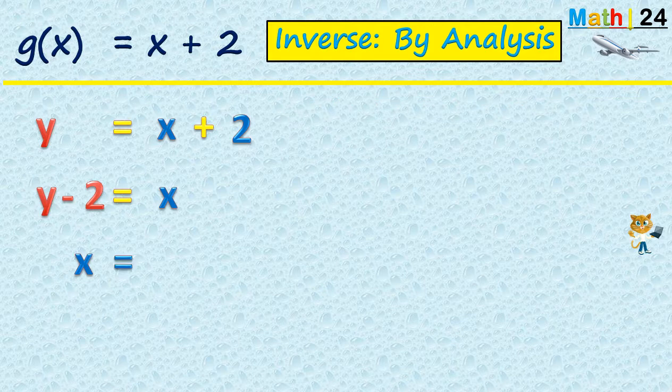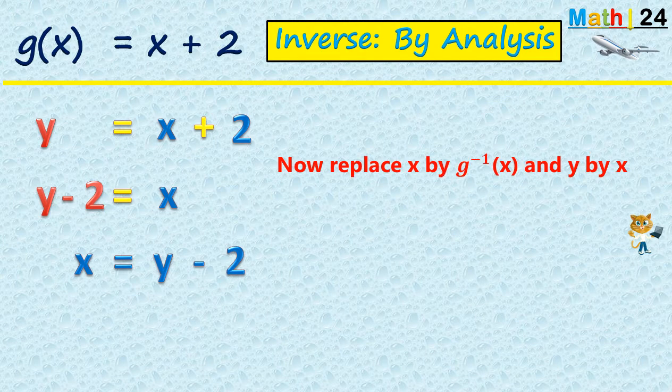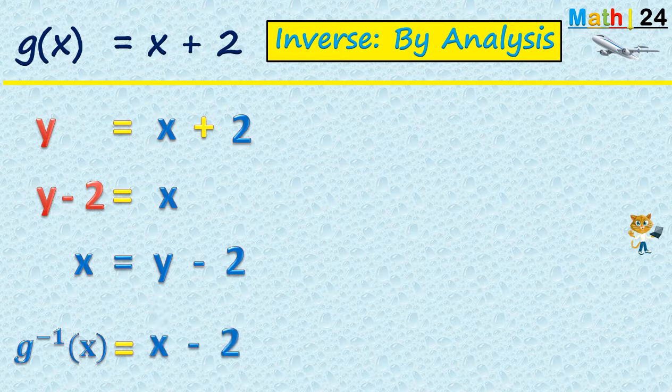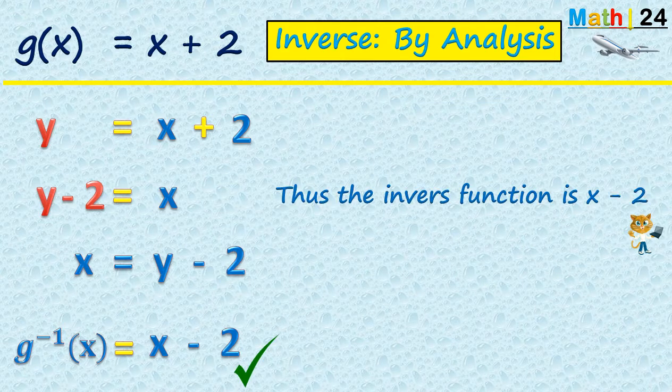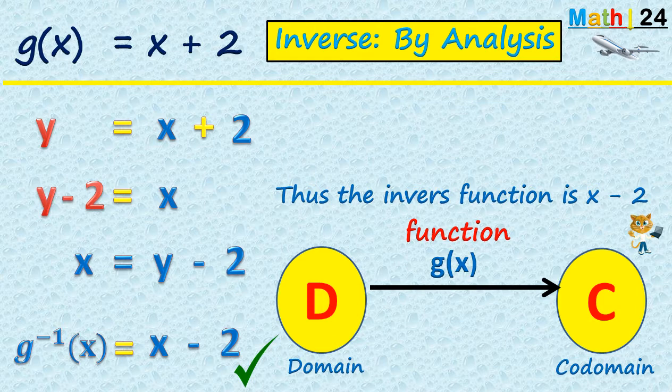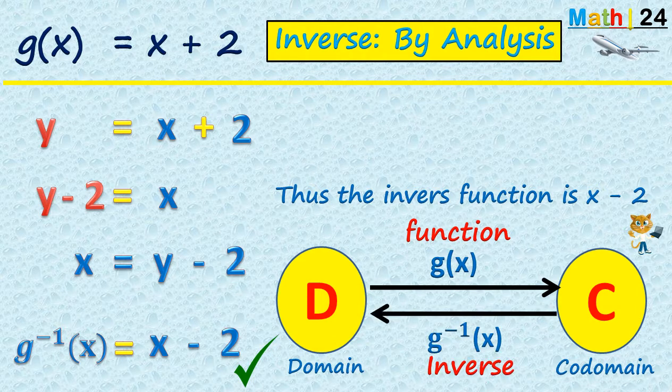We can swap the sides. When you swap the sides, we have x is equal to y minus 2. We now replace g inverse of x by x and replace y by x. So x now becomes g inverse of x and y becomes x, and we copy out the minus 2. So the inverse of this function is g inverse of x equals x minus 2. Thus the inverse of x minus 2 is x plus 2, and this inverse function maps elements from the codomain back to the domain, and the function itself maps elements from domain to codomain.